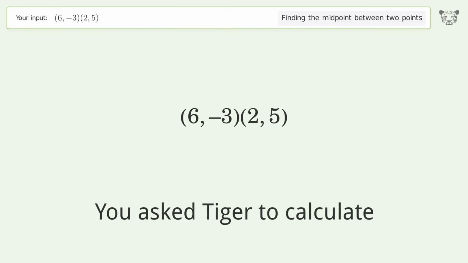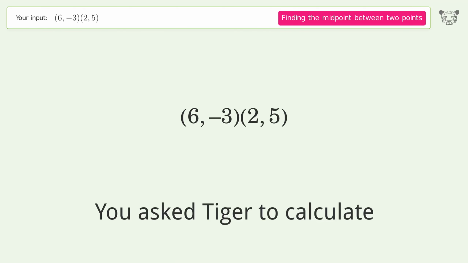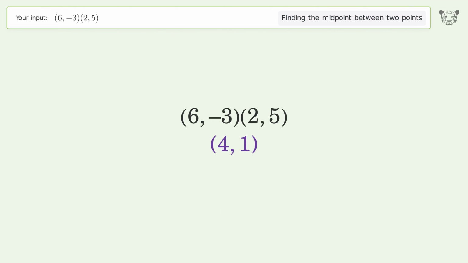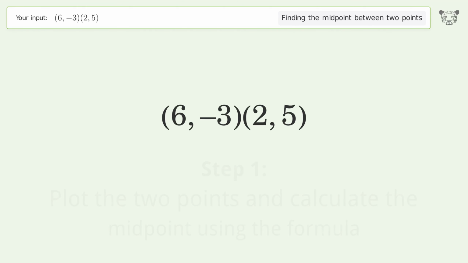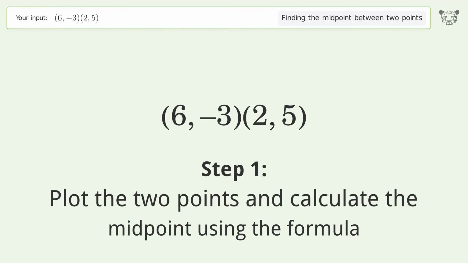You ask Tiger to calculate. This deals with finding the midpoint between 2 points. The midpoint between the 2 points is 4, 1. Let's solve it step by step. Plot the 2 points and calculate the midpoint using the formula.